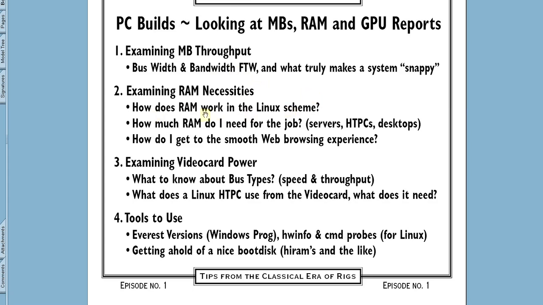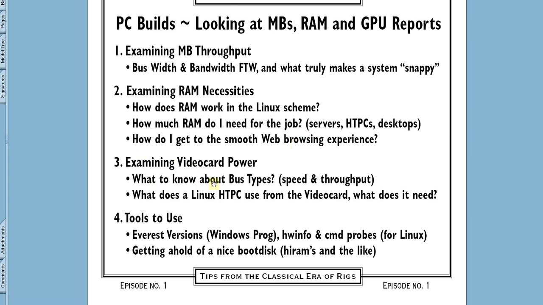And I've hopefully explained to you how RAM works in a Linux scheme. It's like a cache, serially. And how much RAM do you need for the job? Servers, about a gig. HTPCs, you can get by with a gig. Desktops nowadays, probably tomorrow it will be 16 gigabytes that you need. And to get anything smooth, I'll change it up to 2 gig right now as I speak. I mean, you need to have RAM to do web browsing.